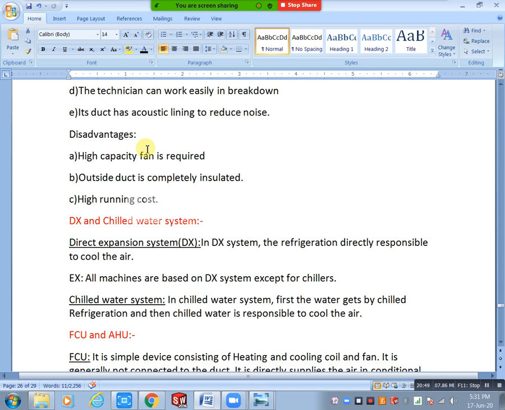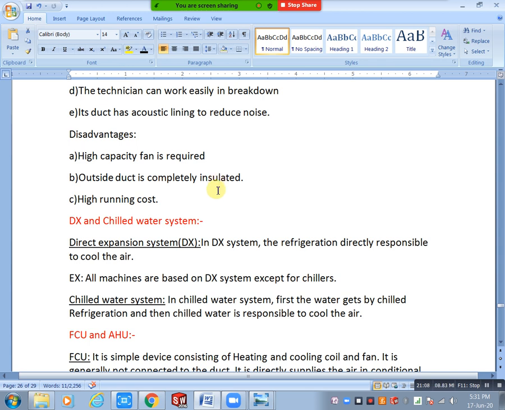At the same time, the outside duct is completely insulated. Okay, you are running ducting in the false ceiling to slab, in between, definitely we need insulation. That insulation also, here we consider as outside thickness definitely. Next, high running cost, power consumption is also high.